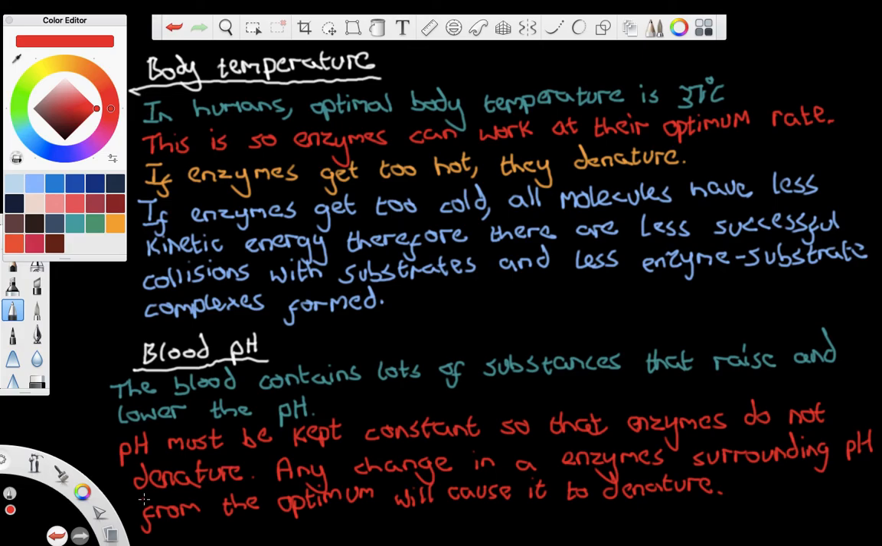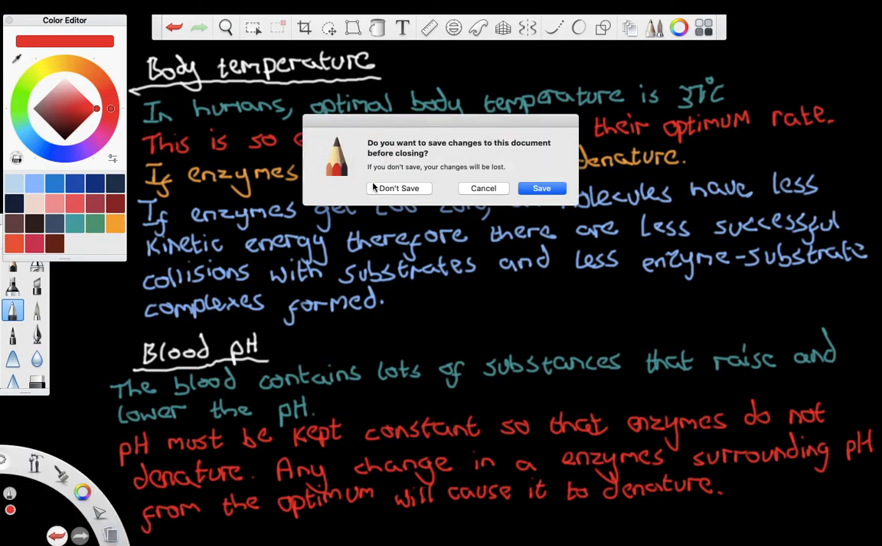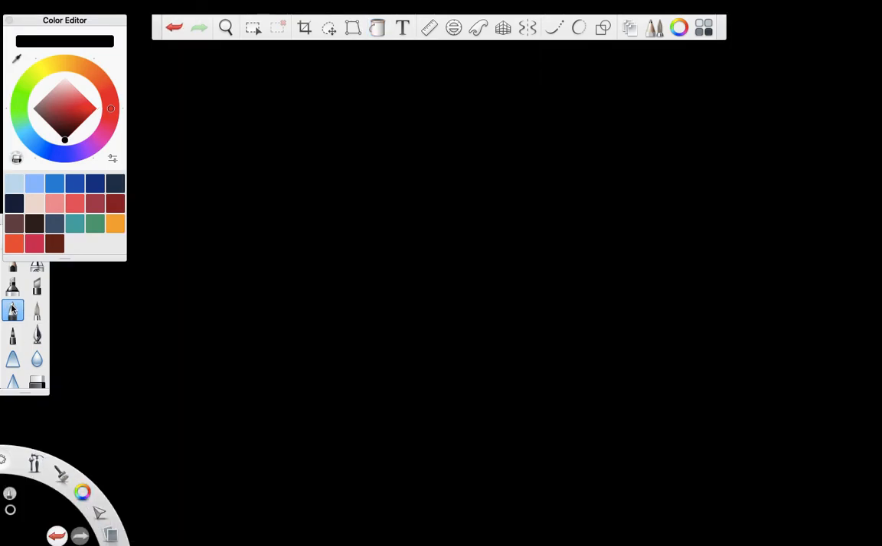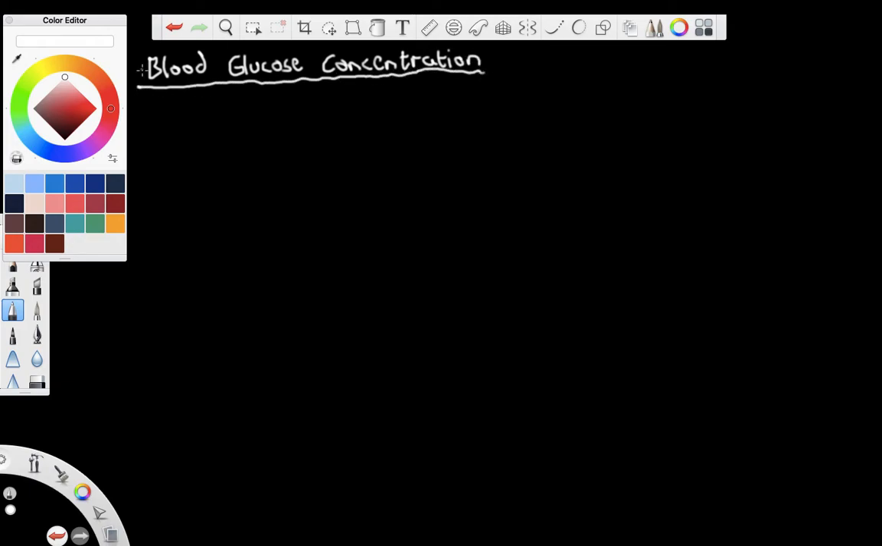So the final one we need to talk about is maintaining blood glucose levels. Now, we have spoken about this in a previous topic. However, we'll just pick up on the key points that we need for this topic. So blood glucose concentration should be about 7 millimolar per dm cubed.